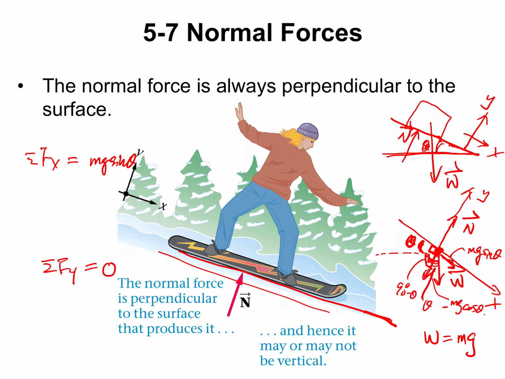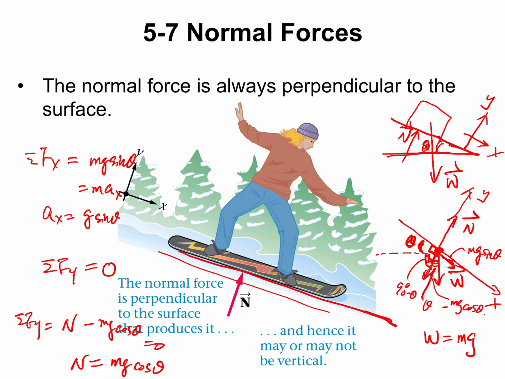So mg sine theta equals m a_x. So what is a_x? a_x equals g sine theta. Okay, and in the y-axis, net force equals normal force up minus mg cosine theta, the component of weight down, and this equals 0. So normal force equals mg cosine theta in this problem.